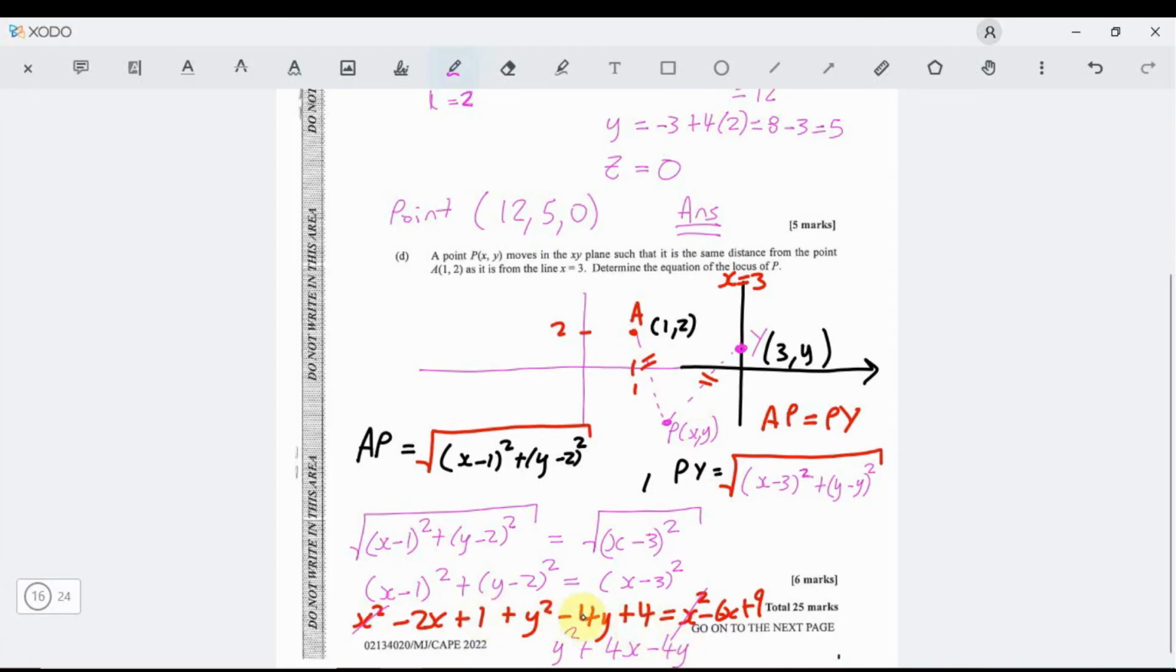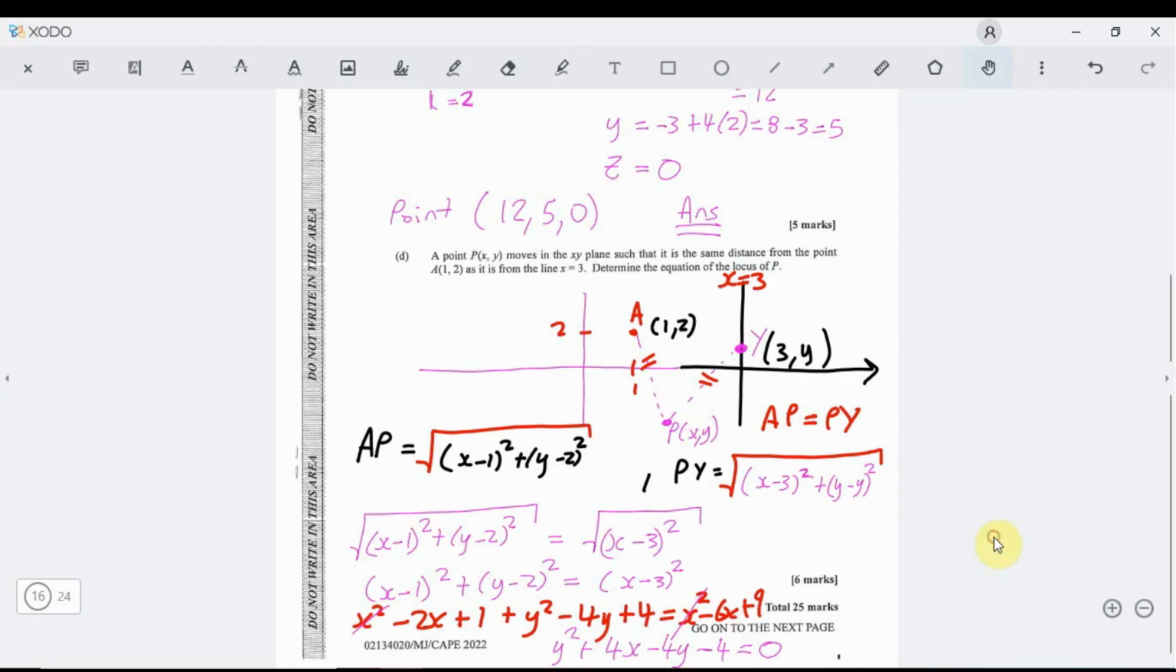And we can add 1 and 4 is 5. Bring the 9 to the other side. We have 5 minus 9 is minus 4 equal to 0. And that is that. That's the equation of our locus.